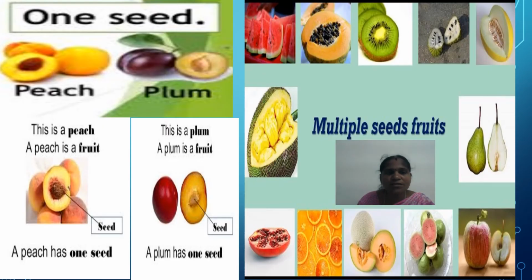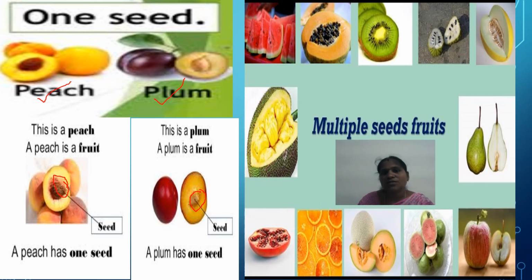Observe the picture here. One-seeded fruits like peach, plum. Observe this. This is a peach plant, the peach fruit, and this peach fruit has a seed inside, only a single seed, only one seed. Even mango, and this is plum. Plum also has only a single seed.